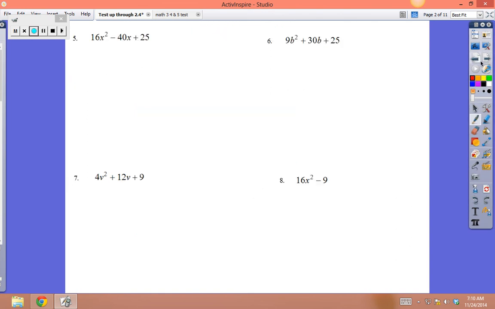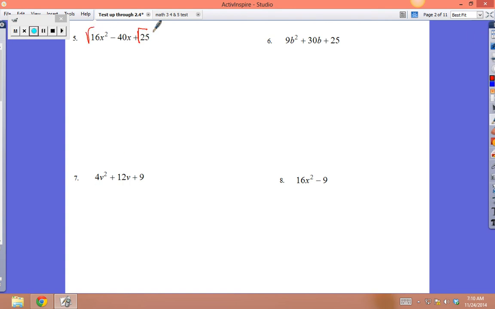Number 5. What should grab you about number 5 is that it starts with a perfect square and it ends with a perfect square. So you need to be looking for squares. When you see these squares, you have to realize it's a special case. If it's a special case, it's actually pretty easy.